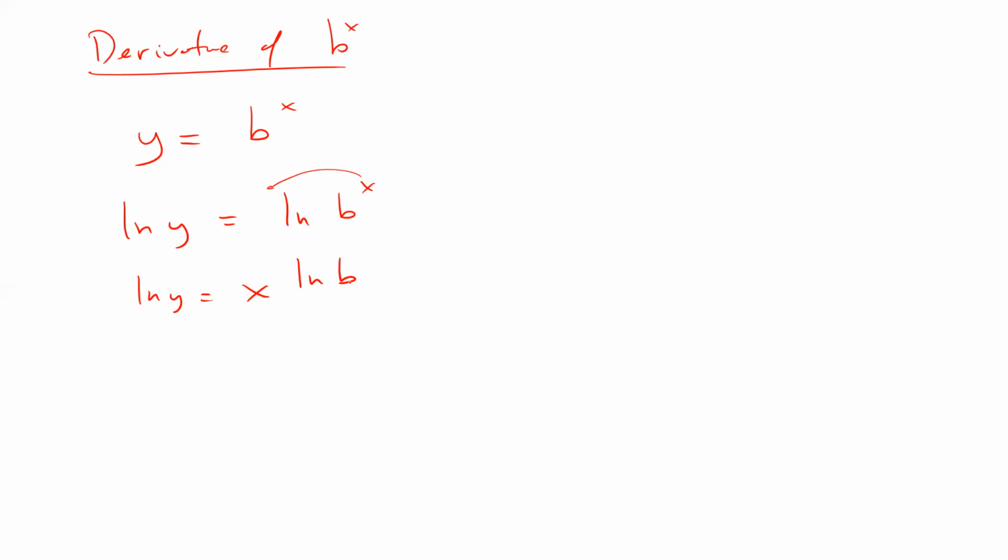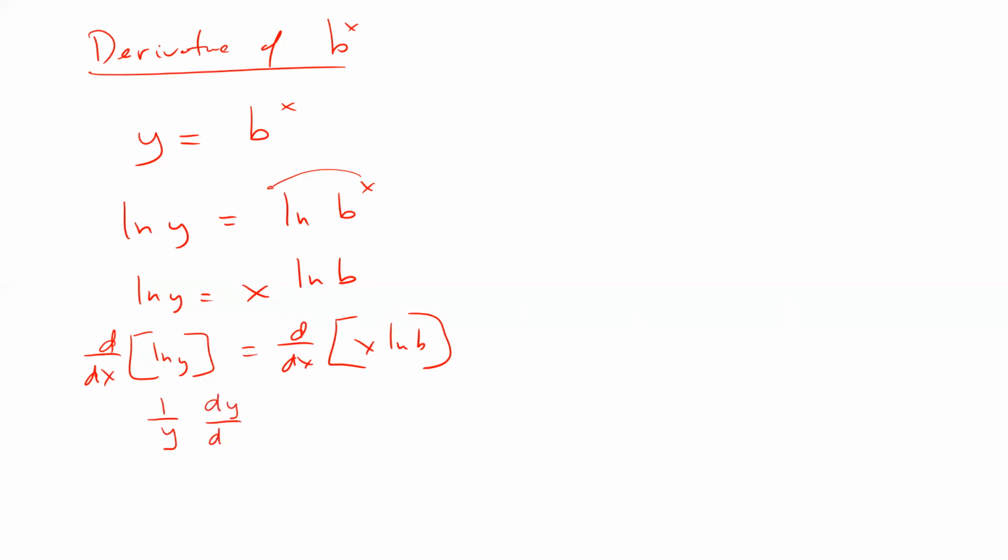Now let's take the derivative of this, guys. Derivative of ln of y, derivative of x ln b. For this one, we get 1 over y, but we took the derivative of y with respect to x. And the right side is kind of funny, because x is the only variable there. It's really x to the 1 power, so the x disappears and it's just ln of b.